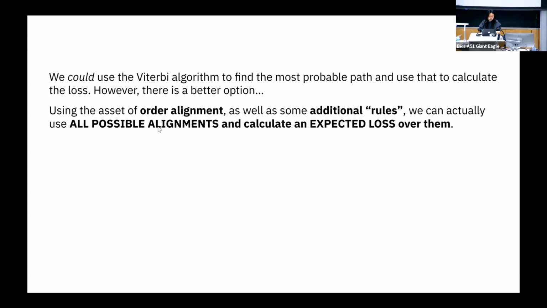The CTC loss uses the assumption that the sequence order is aligned, so it can take into consideration not just one best path. It considers all possible valid paths and uses them to calculate the expected loss over all possible alignments. So that will be better than the former way.